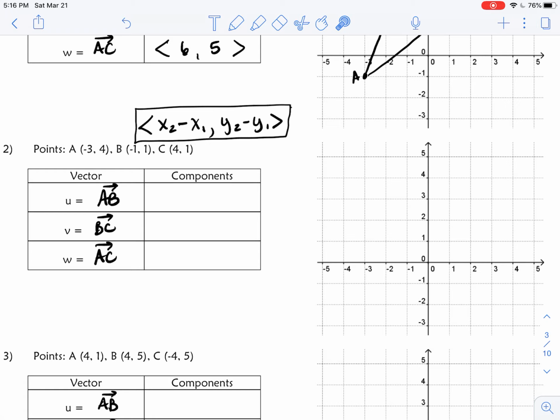Okay, so let's plot these points and then we'll use this to figure out the components. Okay, so (-3, 4), (-1, 1), and (4, 1). Take a minute, draw your vectors, and try to identify your components.